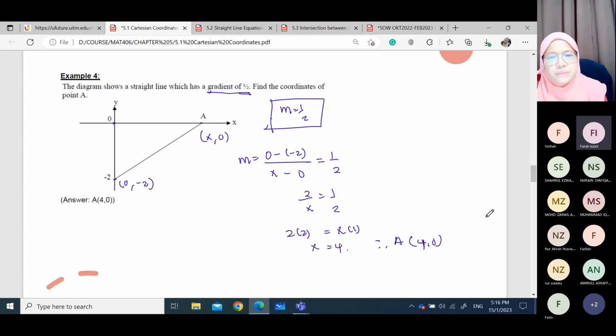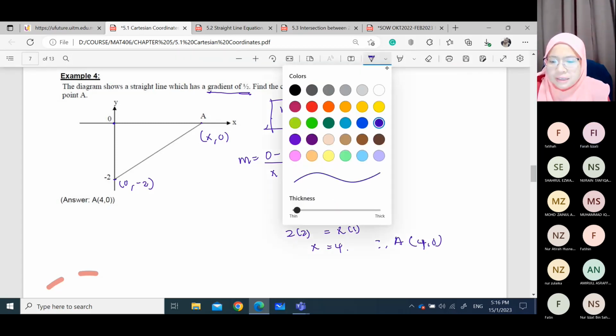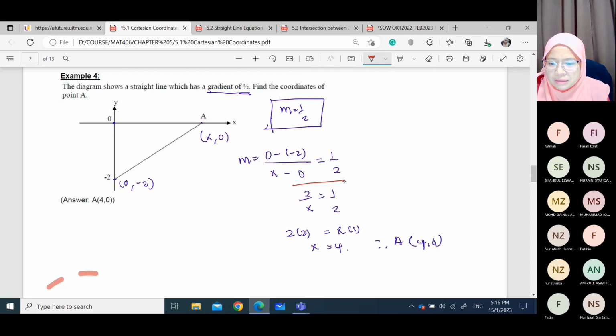Okay, boleh ada soalan tak untuk example 4 ni? Faham tak? 2x, 2 per x dengan 1 per 2 tu memang darab silang ya? Ya, kalau kita nak selesaikan yang ini, kita kena darab silang. Maknanya yang 2 ni kita bawa ke sebelah kiri. So yang bawah ni bila kita bawa ke sebelah kiri, dia akan jadi darab, sebab dia di sebelah kanan dia bahagikan. So dia akan jadi darab. So untuk x ni kita nak bawa dia ke sebelah kanan, dia akan jadi darab. Okay?